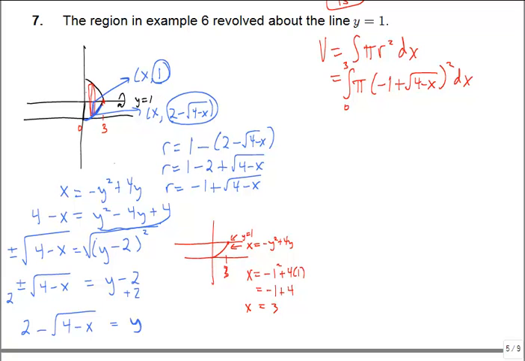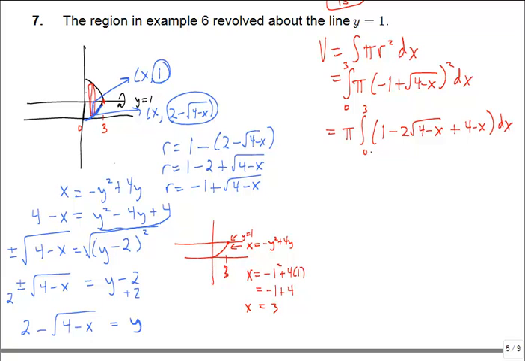Okay? All right, so this is a yucky one. Now we're ready to start integrating, and that's going to be yucky to do as well. Let's pull out our pi. When I square this out and FOIL it out, negative 1 squared becomes positive 1. In the middle, I'm going to get a minus 1 times the square root of 4 minus x, and then another one of those. So I'm going to get a minus 2 square root of 4 minus x, plus I'm going to get this square root squared, which is just going to give me that stuff underneath.